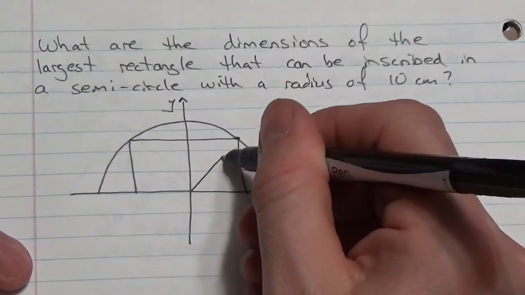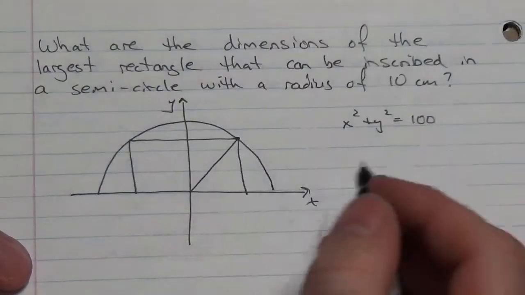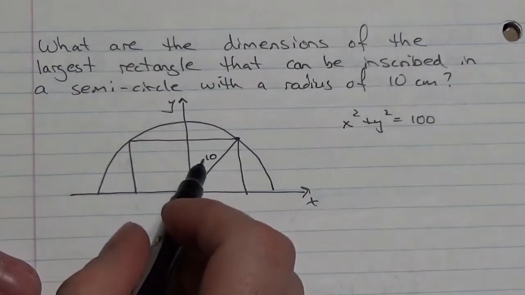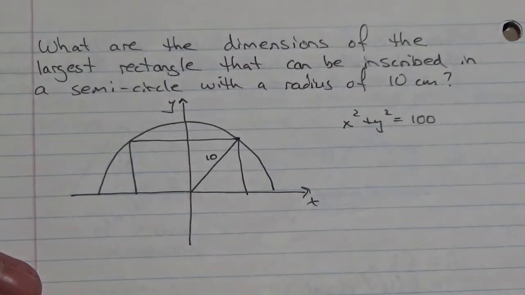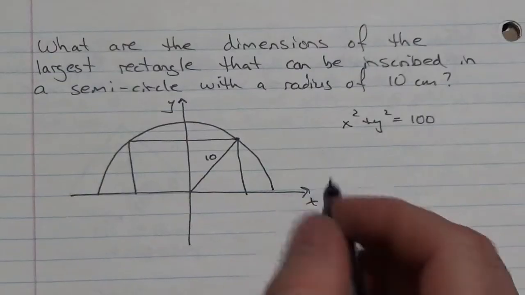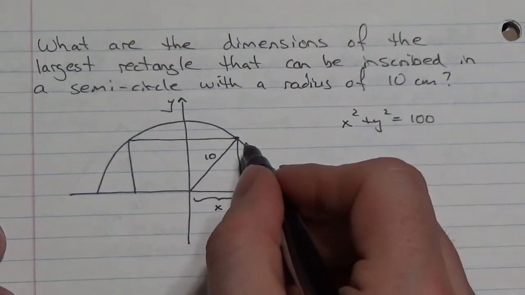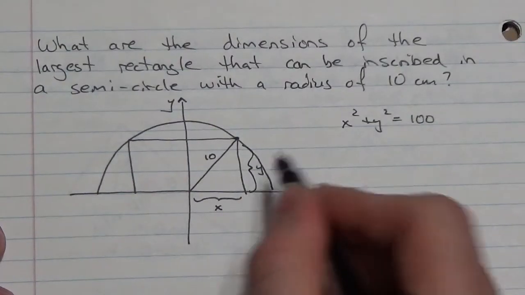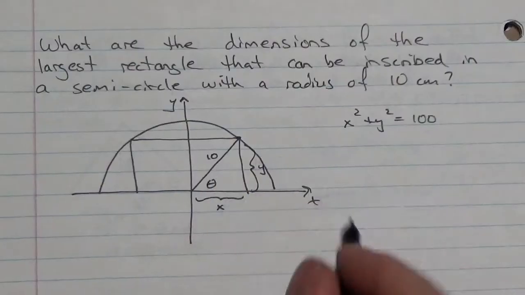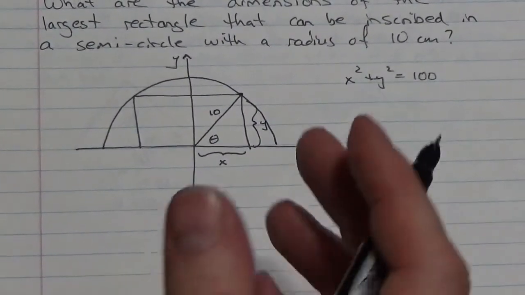I'm going to draw a line from the center to that corner right there. Because I know that the radius is 10 centimeters, I know that that length right there is going to be 10. In this particular expression, I'm going to let this variable right here be x, and this value right here be y, just like we did before. That's no different. But now I'm going to introduce this other angle here, theta.